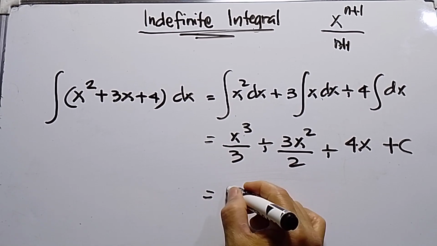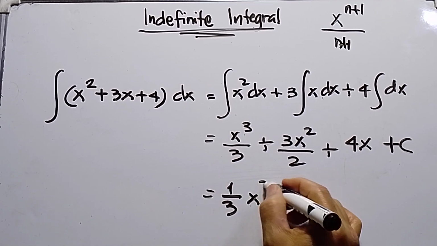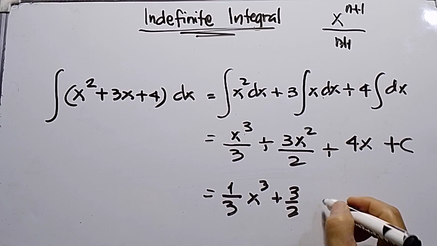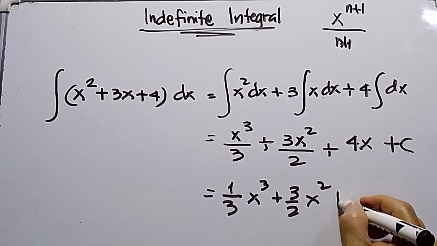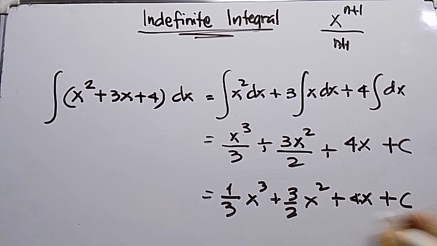And then to write the simple form, 1/3 x cubed plus 3 over 2 x squared plus 4x plus c. That's all.